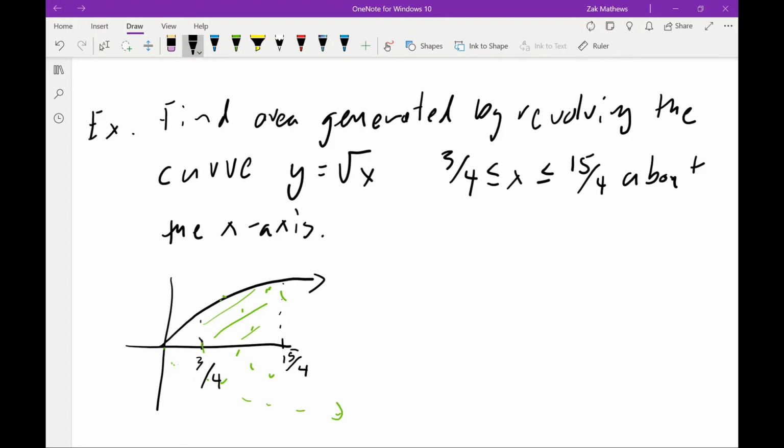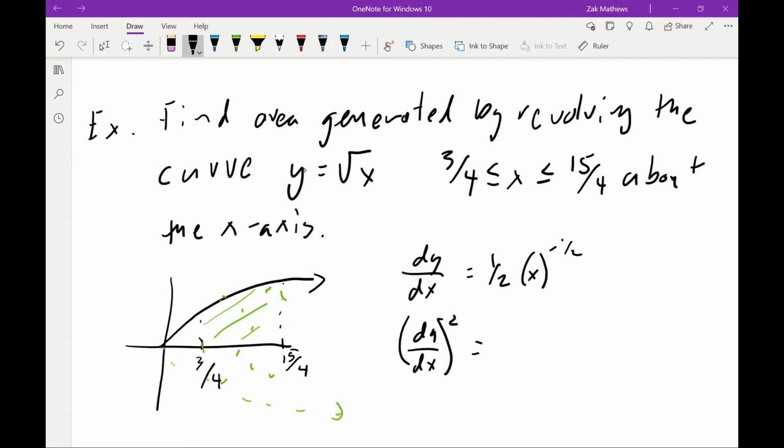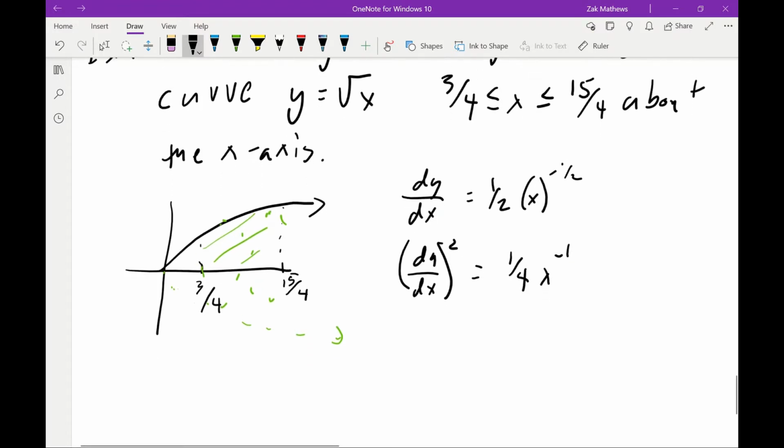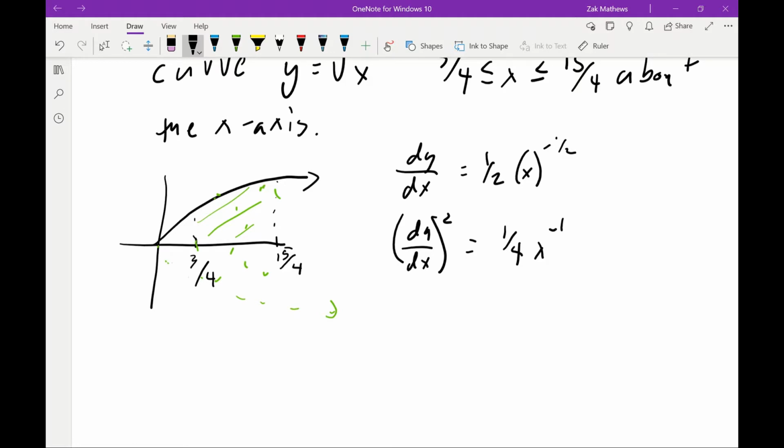And so we need to find our area. I'm going to start off very similar to how I did in arc length. I'm going to start by finding my dy dx. I need that inside of my integral, so let's start there. So dy dx would be 1/2 x to the negative 1/2. And I also know that I need dy dx squared inside my formula. So I'm doing a little bit of the hard work before I go plugging into my equation. So our dy dx squared would be 1/4 x to the negative 1.